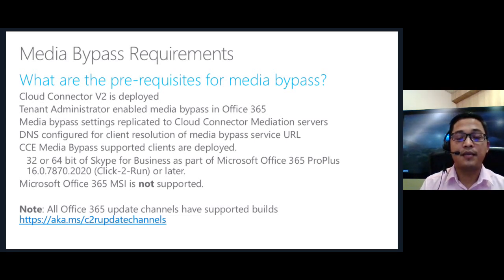And then also the media bypass client has to be supported. Now we are talking about which client supports media bypass. It should be at least 16.0.7870.2020. And then remember, all the off-the-shelf, the MSI version, is not supported. It has to be Click-to-Run, so it has to come from Microsoft Office 365 directly. For more detail, later I will share the slides and the audio and all that. You can also have more detail on which client versions are supported, and you can download here.